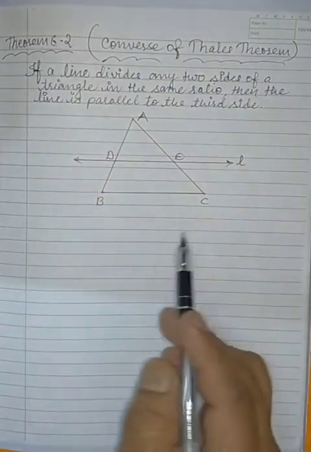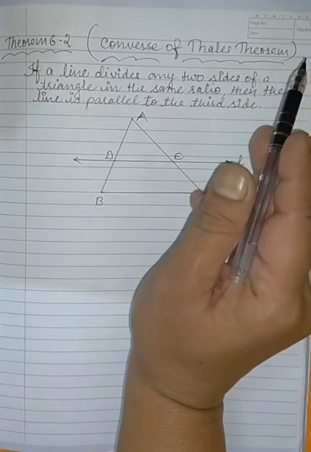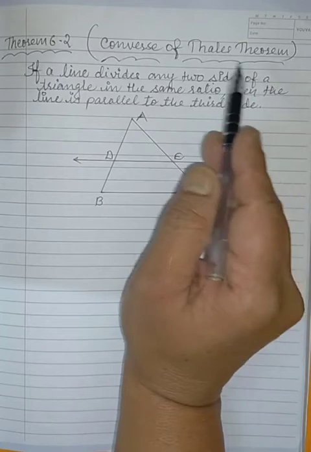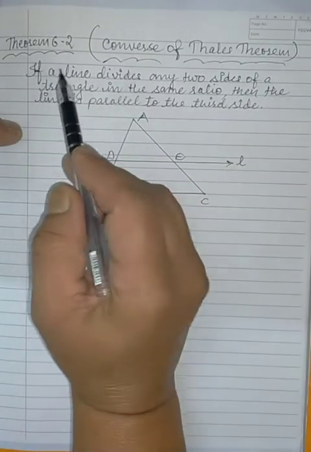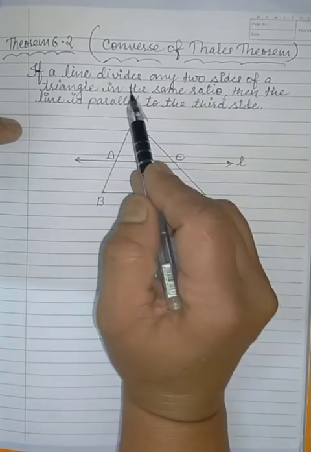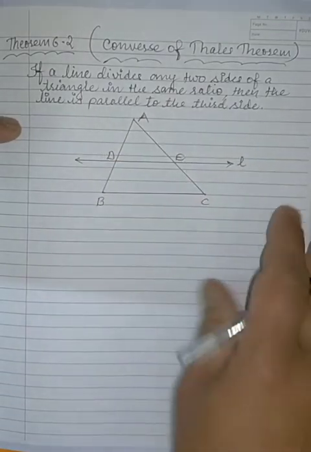Theorem 6.2, which is the converse of the basic proportionality theorem, or Thales' theorem. Converse means the reverse statement of the same theorem, which says that if a line divides any two sides of a triangle in the same ratio, then the line is parallel to the third side.